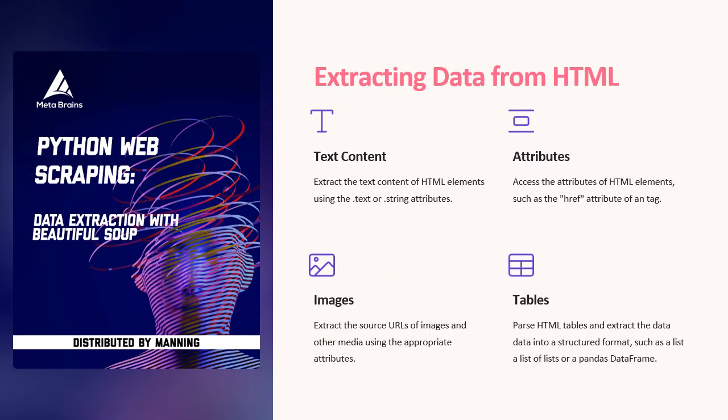Next is extracting data from HTML. Text content. Extract the text content from HTML elements using the .text or .string attributes. Access the attributes of HTML elements such as the href attribute of an a tag. Extract the source URLs of images and other media using the appropriate attributes. Next is tables. Parse HTML tables and extract the data into a structured format, such as a list or a pandas data frame.